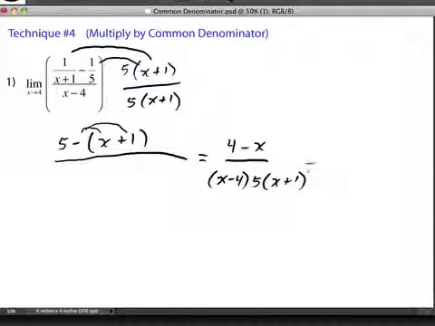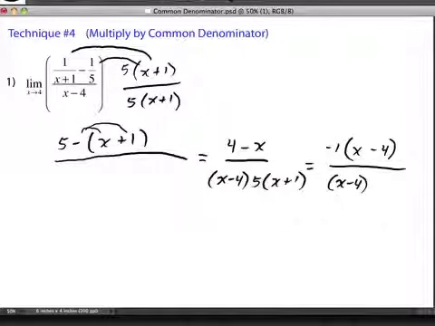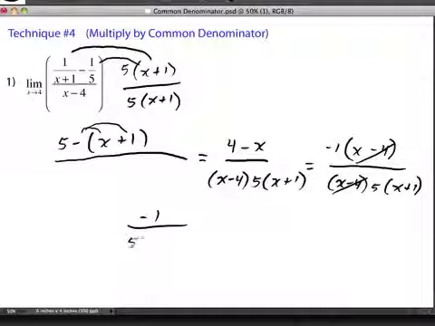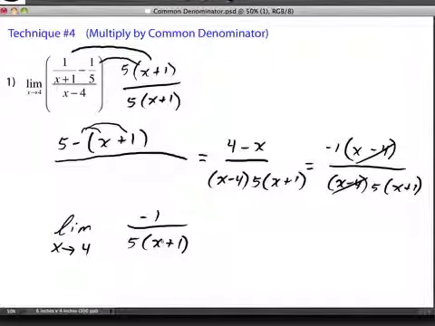So if I take a negative 1 out of the numerator, it changes the sign. This positive 4 becomes a negative 4. This negative x becomes a positive x. Now it's going to cancel with the x minus 4 in the denominator. So if I cancel these, I end up with negative 1 over 5 times x plus 1. And again, we're doing the limit as x approaches 4. So if I put a 4 in, I believe the result is negative 1 over 25.